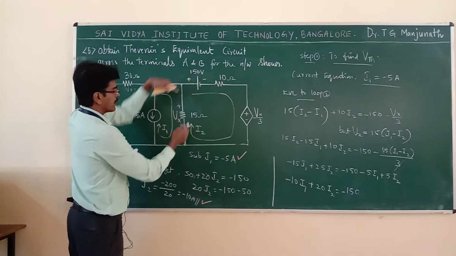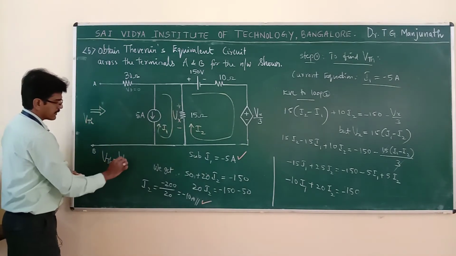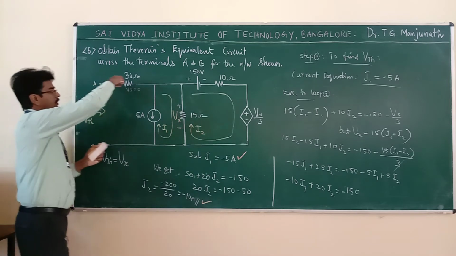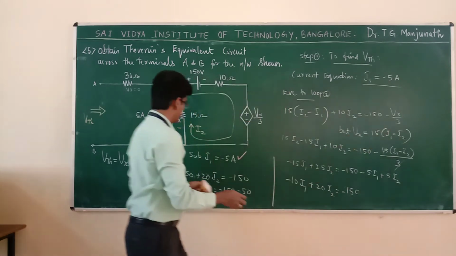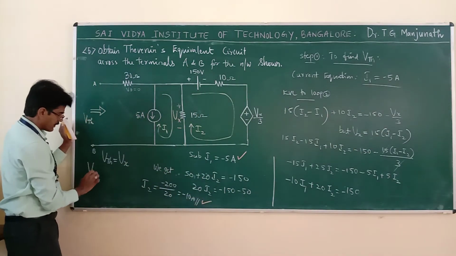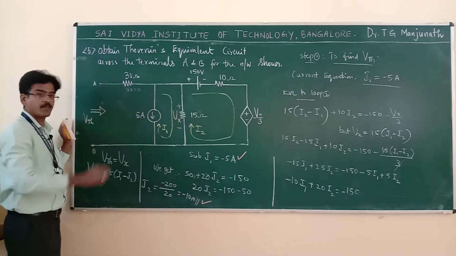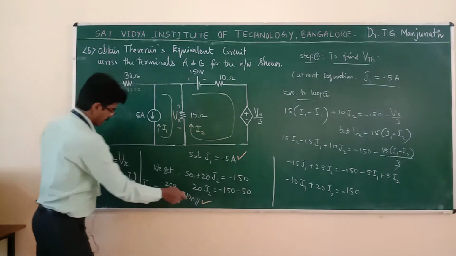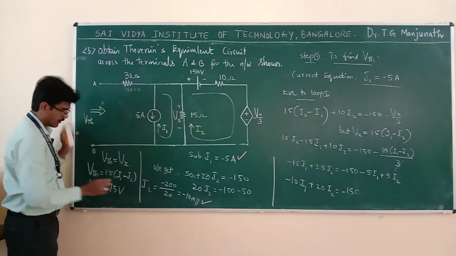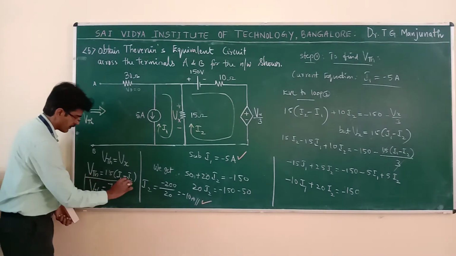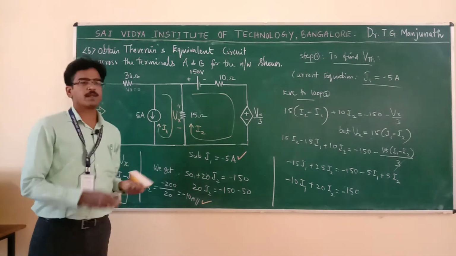What is the voltage between these two points? It is Vx. Therefore V Thevenin is equal to Vx. What is Vx? Vx equals 15 times (I1 minus I2). If you substitute I1 and I2, we get V Thevenin equal to 75 volts. This is how to find the open circuit voltage for this problem.